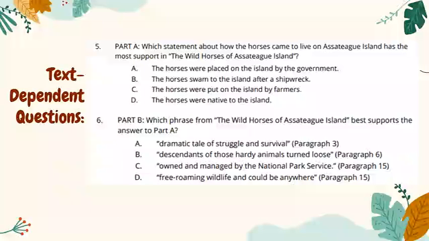And number 5, part A, which statement about how the horses came to live on Assateague Island has the most support in the wild horses of Assateague Island? All right, well, again, I'm looking for the right statement below. And they want to know how the horses came to live there. And we want to find the statement with the most support, so the strongest one. Part B, which phrase from the wild horses of Assateague Island best supports the answer to part A? So again, this is like number 2 and number 4. I'm looking now for a phrase, though, that best supports question 5.